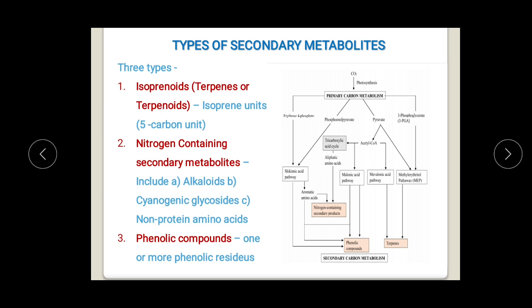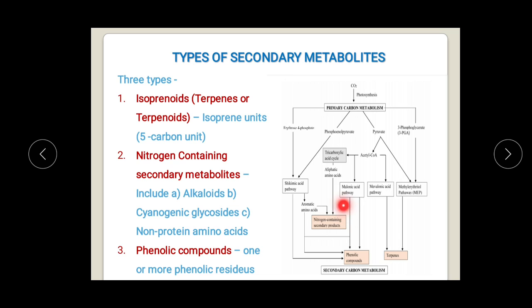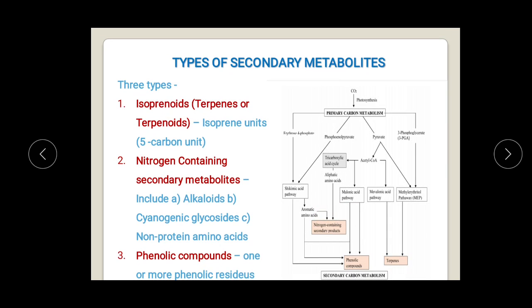Then the second type is the nitrogen containing secondary metabolites. As the name suggests, these secondary metabolites contain nitrogen. These nitrogen containing secondary metabolites are again classified into three types. First one is alkaloids, second cyanogenic glycosides, and the third one is the non-protein amino acids. Here you can see these are the nitrogen containing secondary metabolites.